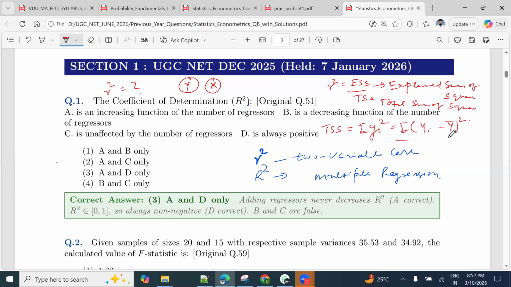This is basically total variation of the actual y values about their sample mean, right? This is sum of square due to regression, or due to the explanatory variable, or which is explained by the regression. It is called explained sum of square.